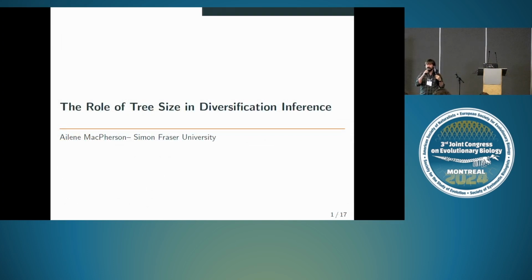Okay, welcome back everyone to the second session of the symposium. We're starting off with Ailene MacPherson and the role of tree size in diversification. And I'll hand it over to Ailene. All right. I'm really glad I got the microphone because I'm a person who likes to walk around. So it's good. All right.